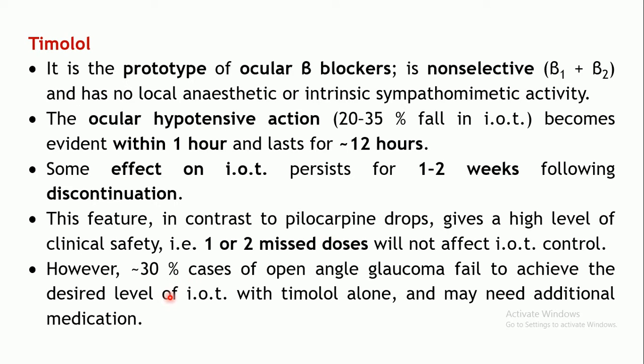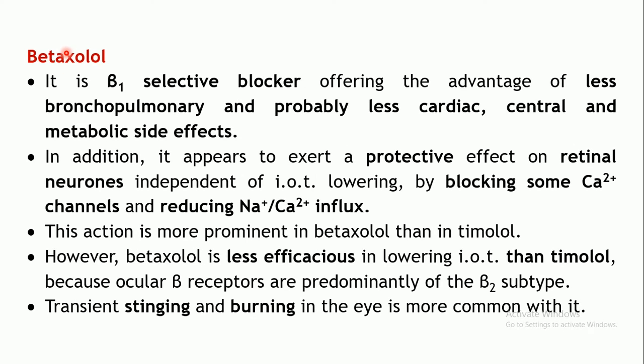However, 30% of the cases of open angle glaucoma fail to achieve the desired level of decrease in the intraocular tension with this drug alone. So along with this you may have to give some add-on therapy, that is one more drug may have to be added, because in a certain percent of individuals it may not effectively control the intraocular tension. Next drug is betaxolol.